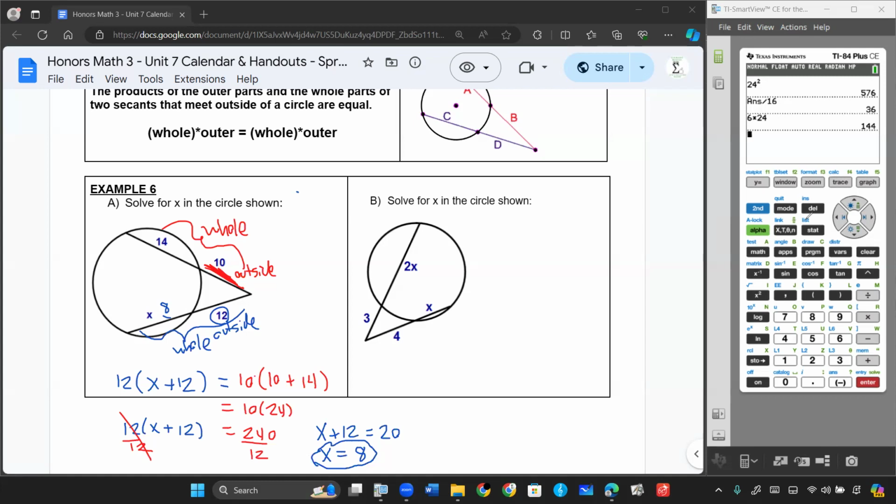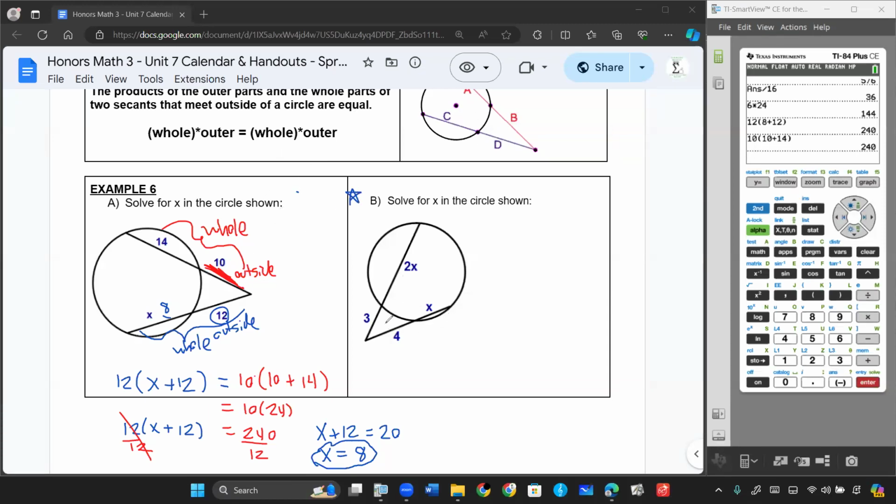I'm going to double check that work. If you want to check to make sure you're right, you can always go back and plug in 8. So 12 parentheses 8 plus 12 is 240. And if I go over to the other side, 10 parentheses 10 plus 14, also 240. So 8 is going to be your answer. Try letter B. Unpause the video and we'll check our answers.